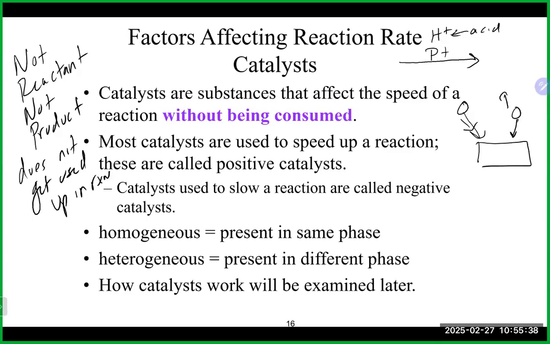As we'll talk about with catalysts, there are homogeneous catalysts, and homogeneous, just like homogeneous mixtures, means that everything's the same throughout. So the catalyst is in the same phase as whatever is reacting. Heterogeneous catalysts are ones where they're in different phases. So the catalyst is maybe a solid and everything else in the reaction is a gas. So they're in different phases.